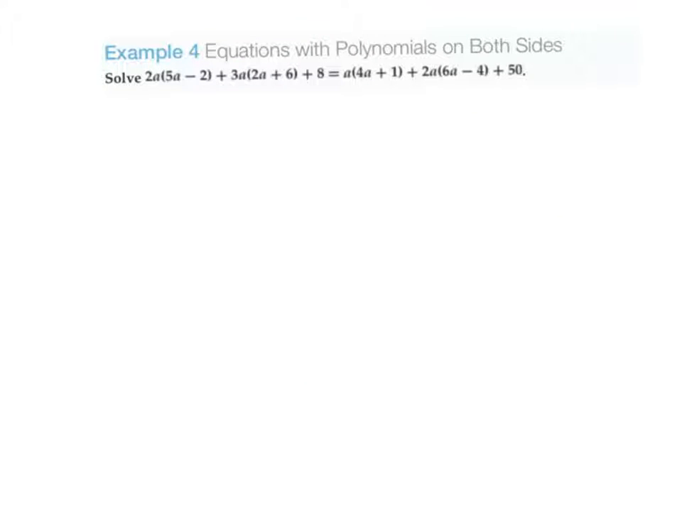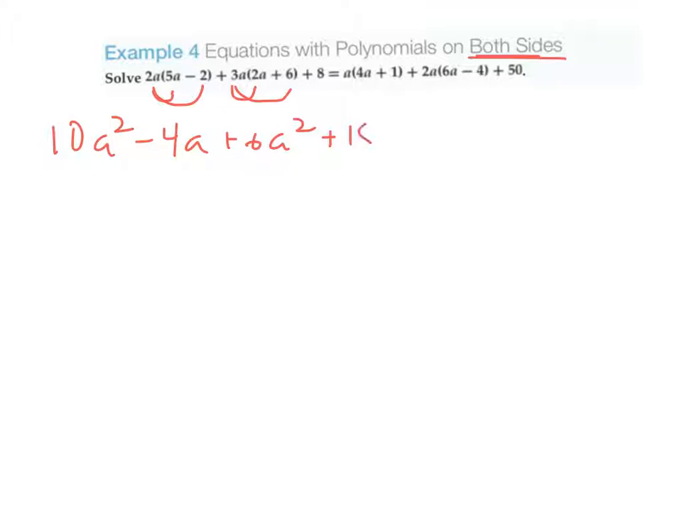Okay, this is just an extended problem where we're going to get all the letters on one side when they're on both sides to begin with. So I have to do all my distributive and combine like terms. So 2a times 5a is 10a squared. 2a times minus 2 is a minus 4a. And then this one is a positive 3 times 2 is a plus 6a squared. And 3a times 6 is a plus 18a. And then we have a plus 8.